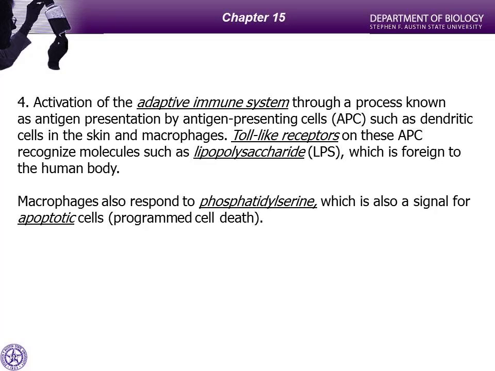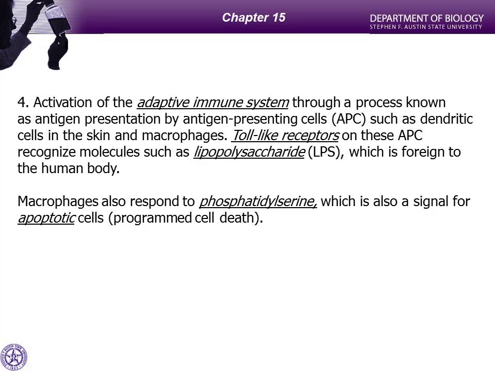Until it finds the white blood cell that goes, yeah, I know what that is. That's chickenpox virus. And then the macrophage goes, hey, follow me. I'll show you where it is. And it recruits those specific immune system cells that can get rid of that specific pathogen, even though the macrophage didn't know what it was. He just ate it.